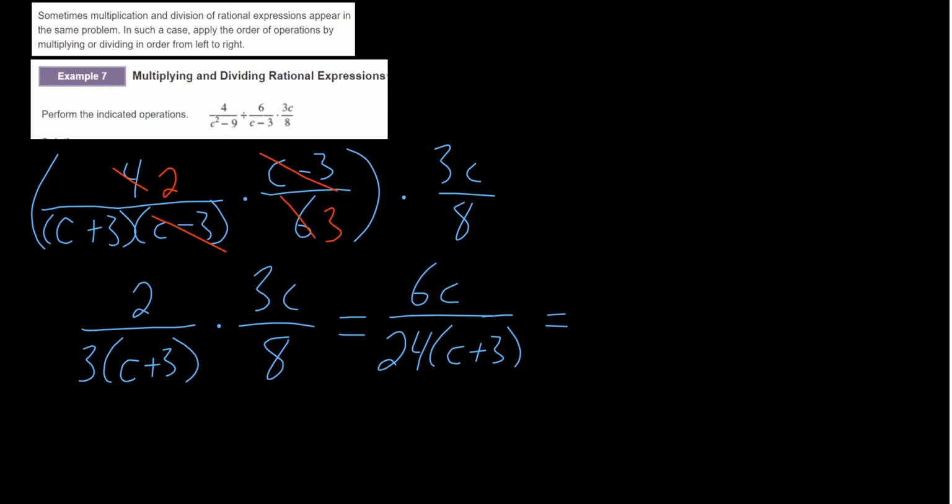And then the 6 and the 24 reduce to a 1/4. So I can write 4 times c plus 3, all under c. And that's it. All right, and that does conclude today's lecture.